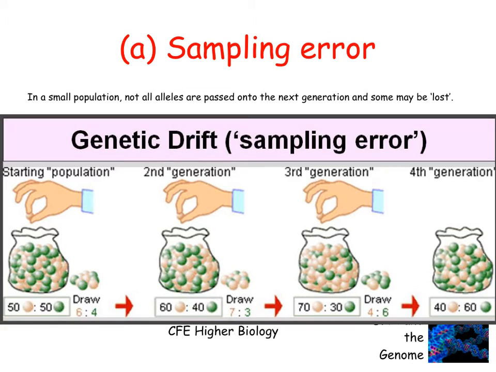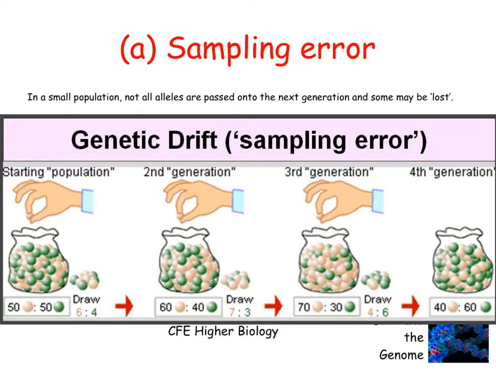So sampling error. Now, sampling error, really what we're talking about here is a small population. Small populations are very prone to genetic drift because the sample of alleles transmitted to the next generation is normally relatively small, and so it's often not representative of the gene pool as a whole. Some of the alleles may be overrepresented and others might be underrepresented.